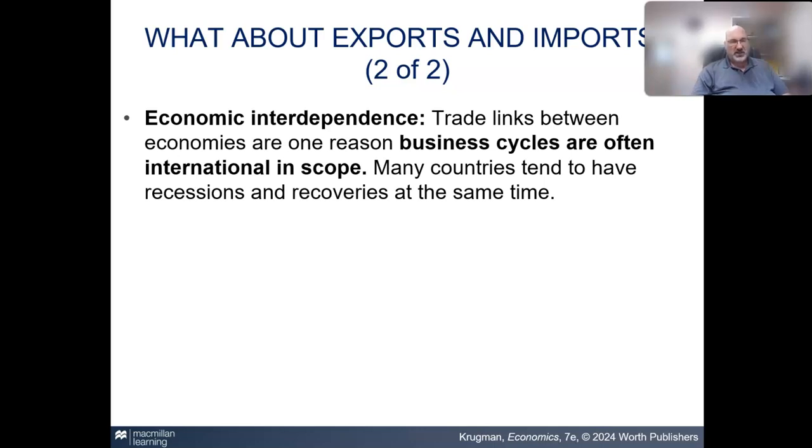There's also the idea of economic interdependence. Trade links between economies are one reason business cycles are often international in scope. We really depend on other people nowadays. The economy is global; you can't really separate us. So many countries tend to have recessions and recoveries all about the same time.